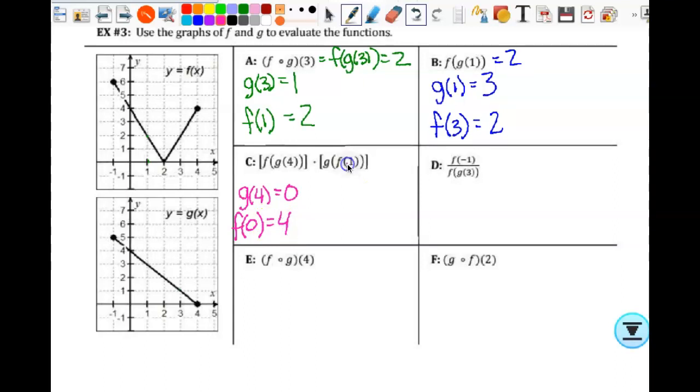Then I need to do this part here, so I need f of 1. What is f of 1? 2. And then g of 2 is 2. Okay. So what I'm trying to do here, I'm taking those two, I'm going to multiply them. So that's going to be 4 times 2, which is 8.